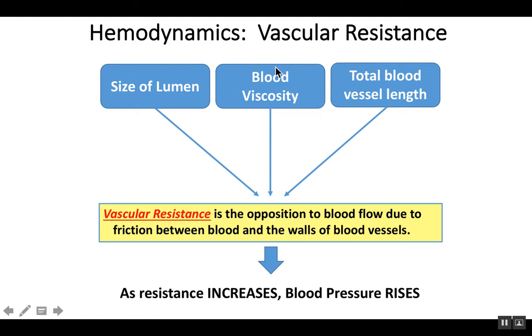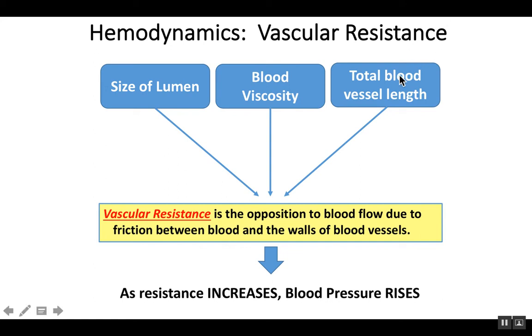Blood viscosity is the thickness of the blood. If an individual overproduces red blood cells, that blood becomes thick, that increases resistance and will increase blood pressure. The opposite can be true with someone with anemia. Remember, anemia is low red blood cells. If you have low red blood cells, your viscosity is low, your resistance is low, and your blood pressure can be low. So a lot of individuals with anemia have a low blood pressure, hypotension, as opposed to hypertension.